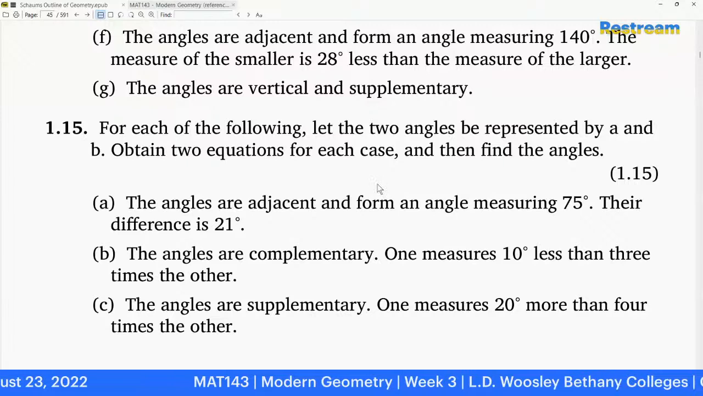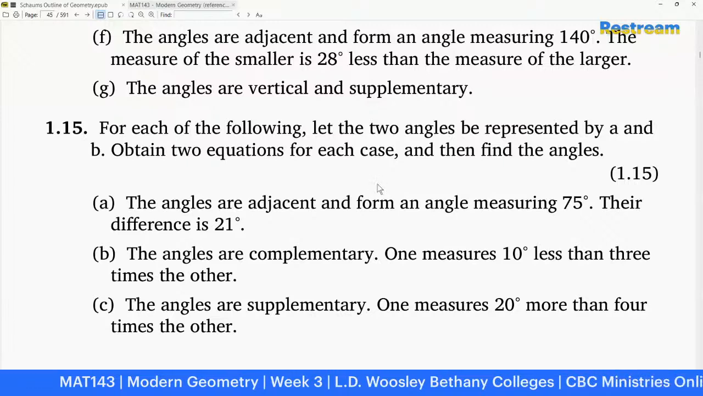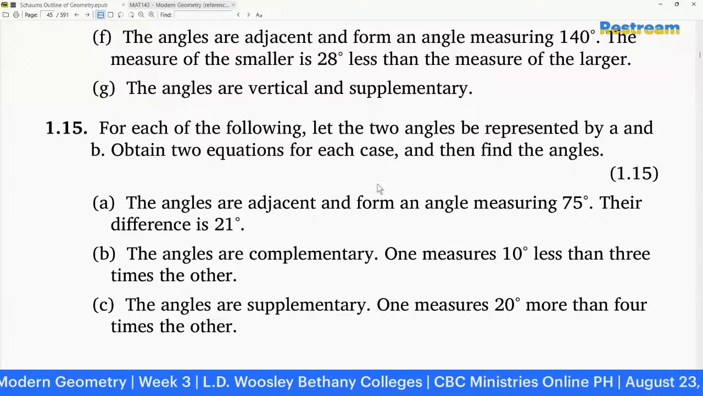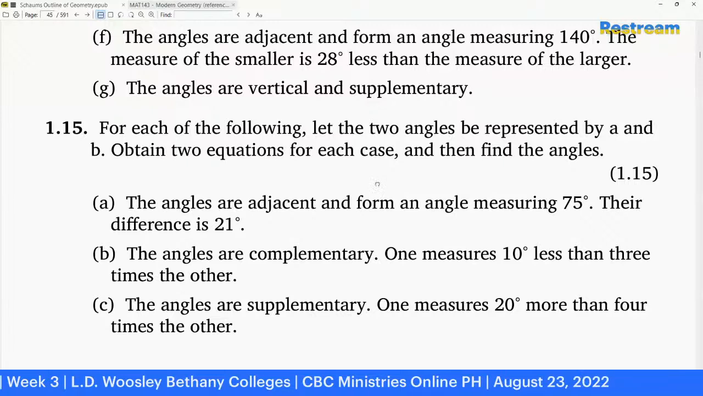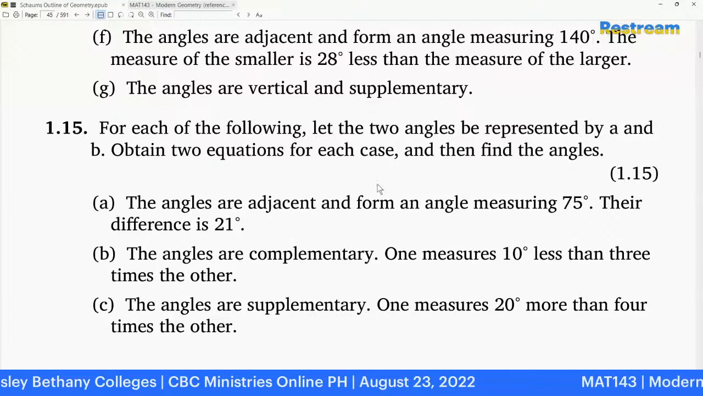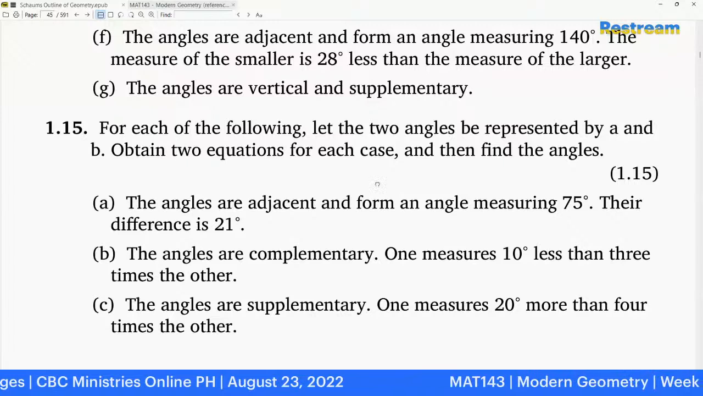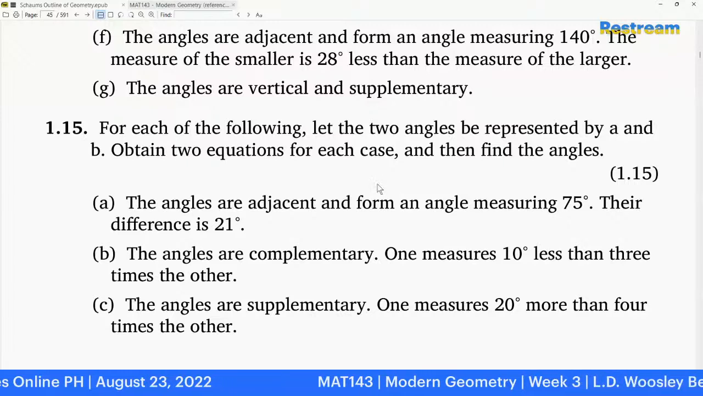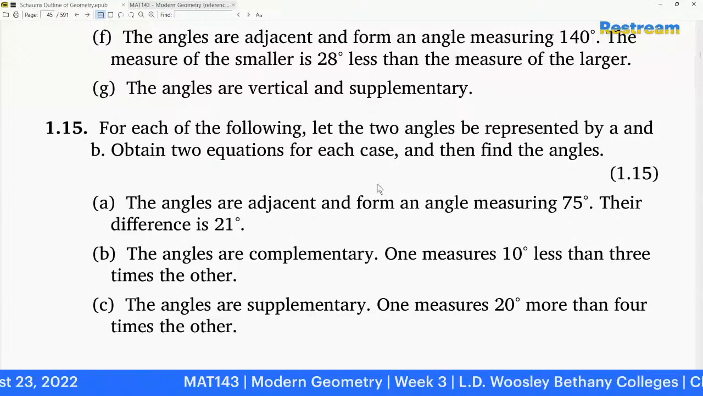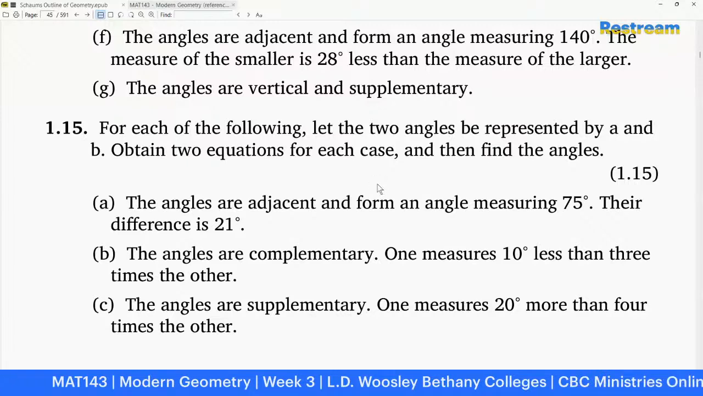Sige, anyone could answer now? Yung kung nasolve nyo na? This is actually applying yung algebraic skill to a geometric problems. Okay, no? Kaya pwedeng pagsanibin talagang geometry sa algebra. So anyone could answer now?